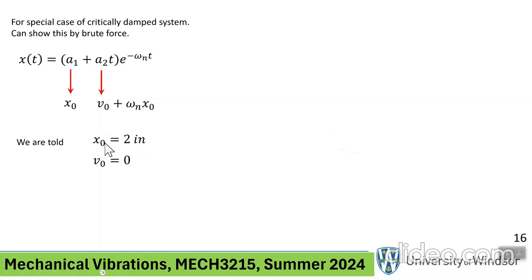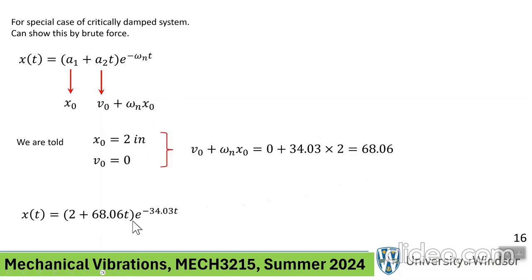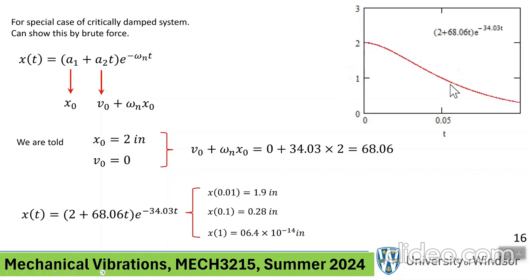I was told that the mass is displaced by 2 inches and released from the rest condition. So all the stuff that you know, just literally write it down, and there's your response. And you can find response after 0.1 second, 0.01 second, etc. At 0.01 second is this, at 0.1 second is there, and after a long, long time, very, very tiny value, because we know that this thing goes to 0 after infinite length of time. And you can plot it right there. So this was my second problem.